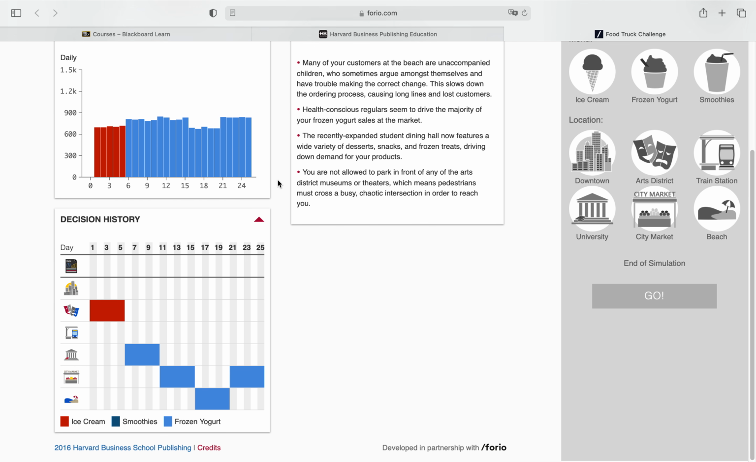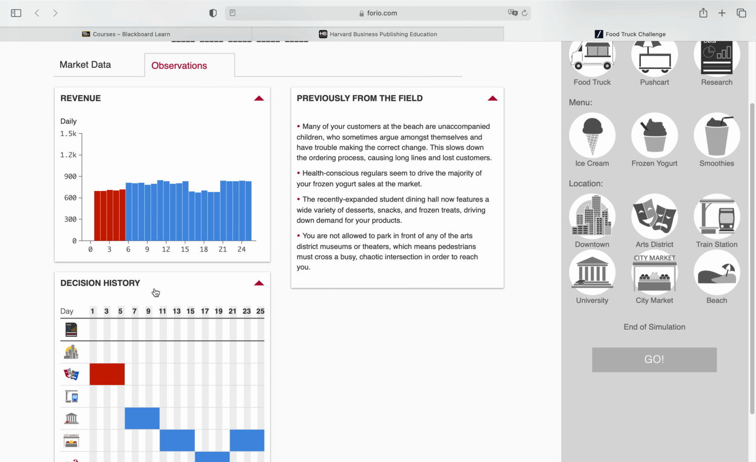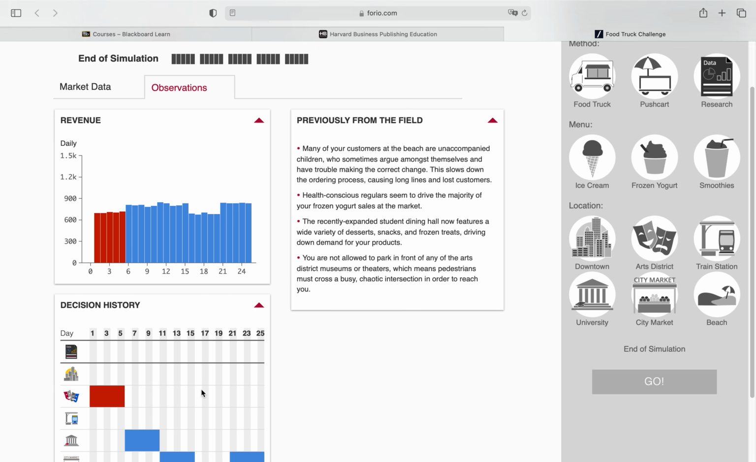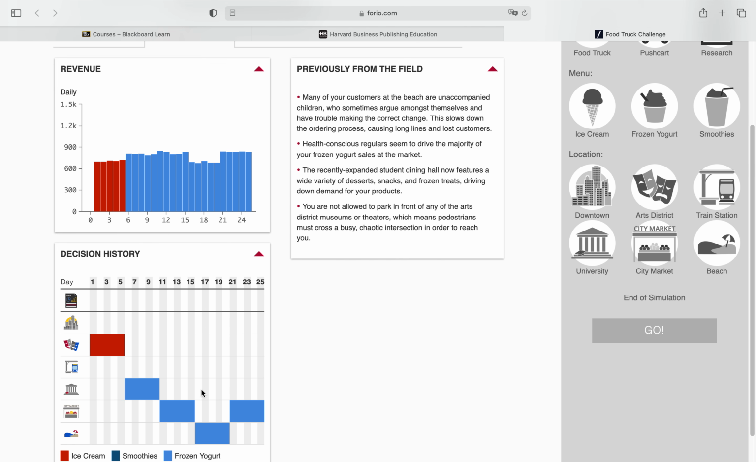Moving on to the second week, I changed my product. At the beginning, I mentioned that the whole industry is shifting toward healthier options, and more of the demographic prefer frozen yogurt and smoothies over ice cream. Based on that information, I made a decision to use, I believe, frozen yogurt instead of ice cream.